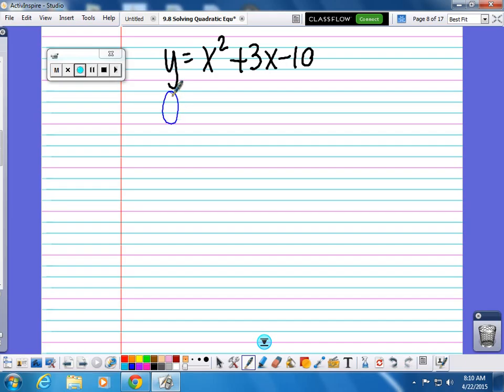Why do I keep plugging in 0 for y? What am I looking for? X-intercepts. Okay. So you guys are going to factor. There's not a greatest common factor here. This is not a perfect square trinomial. So do it with trial and error.